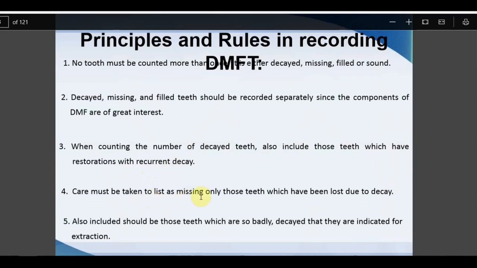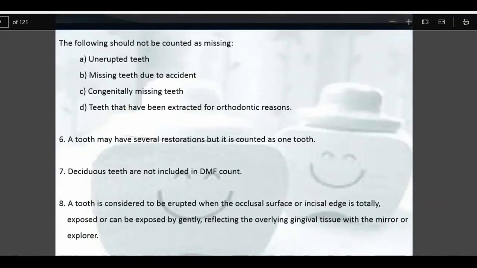When counting the number of decayed teeth, also include those teeth which have restorations with recurrent decay. As I told you, if a tooth has restoration and decay, filling is not considered, only decay. Care must be taken to list as missing only those teeth which have been lost due to decay. Missing due to periodontal reasons, orthodontic extraction, trauma or accident are not considered here. We can also include teeth indicated for extraction under the missing category. The following should not be counted as missing: unerupted teeth, teeth missing due to accident, congenitally missing teeth, and teeth extracted for orthodontic reasons. A tooth may have several restorations but is counted as one. Deciduous teeth are not included under capital DMF count; they have small dmf. A tooth is considered only when the occlusal surface or incisal edge is totally exposed or can be exposed by gentle probing.